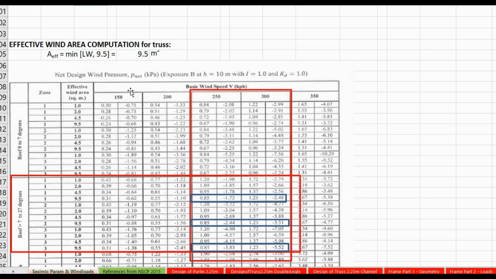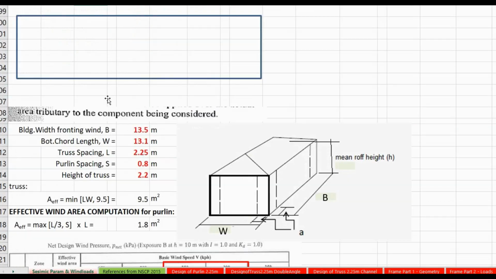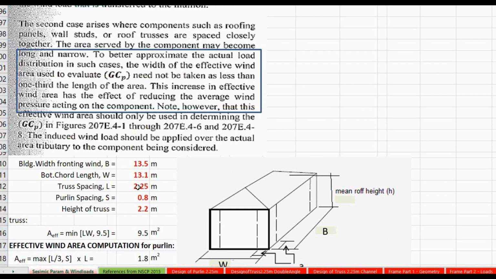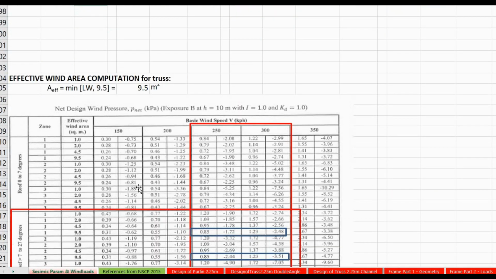Kukumpitin natin ngayon yung effective wind area computation for truss. So, we have here two equations. That is the product of LW and 9.5. So, kukunin mo yung minimum among the two. Okay? So, you multiply L and W. So, that is 13.1 times 2.25. Obviously, masyadong malaki na yan. So, ang gagamitin natin ay 9.5 square meters.